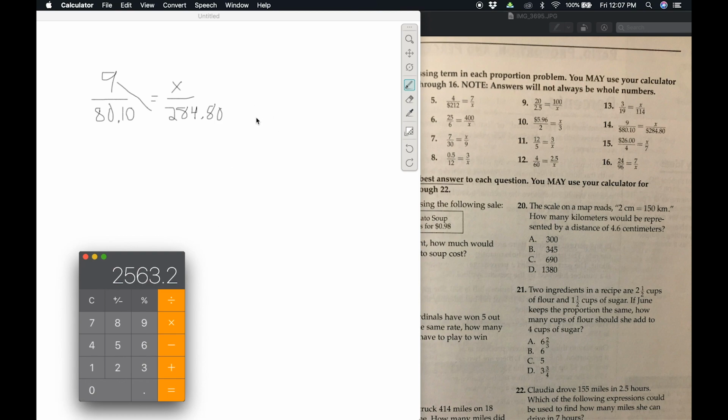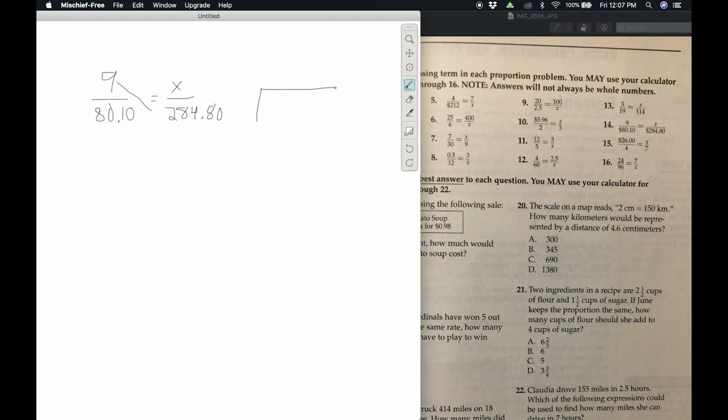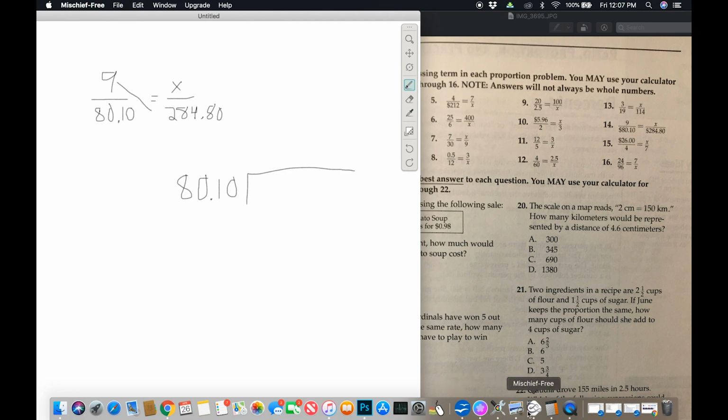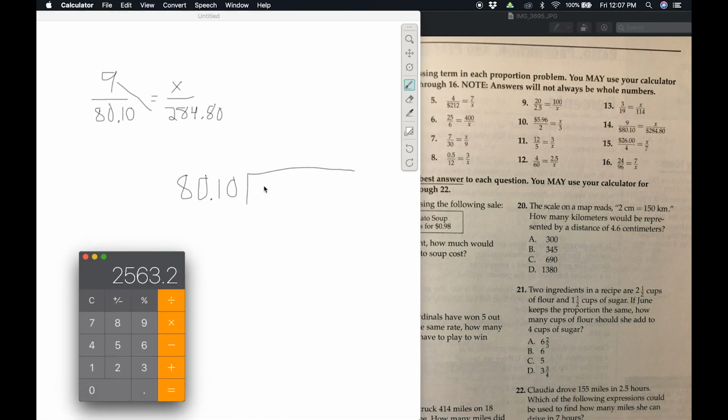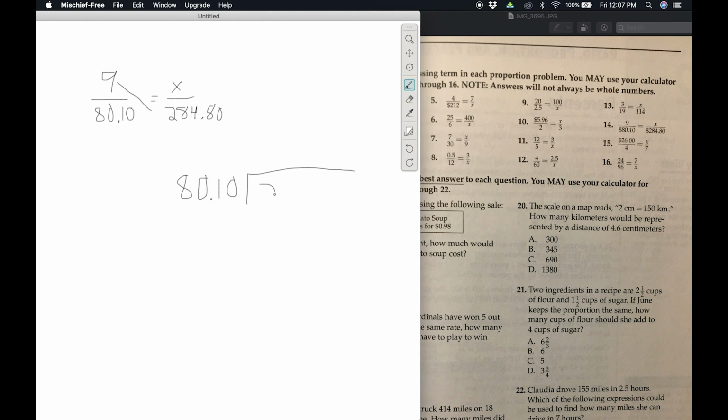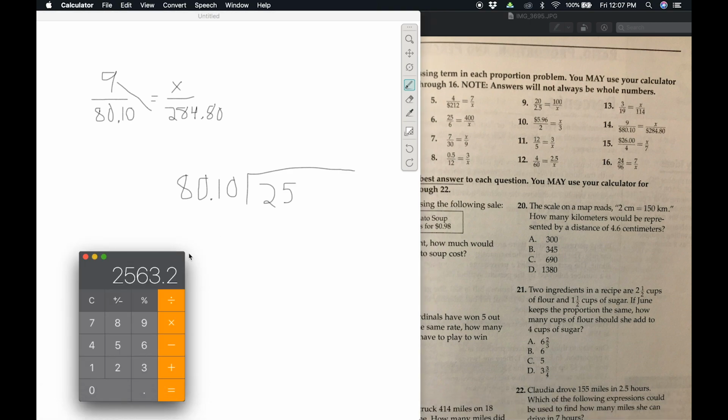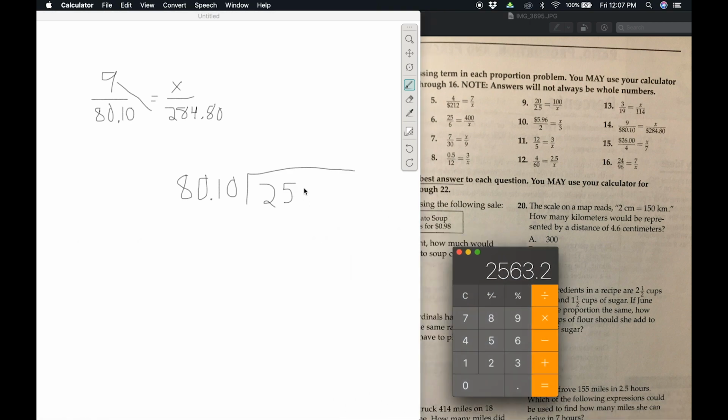Let me set up the division problem here. So 0.10 times, no, sorry. This is not multiplication. Gosh, I keep forgetting it. Let me move this. 2,563.